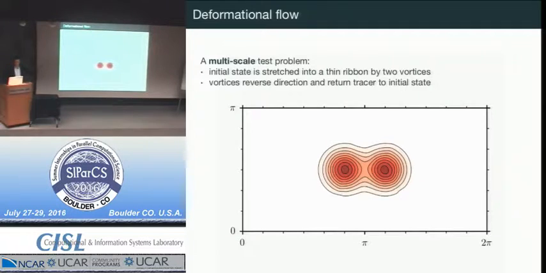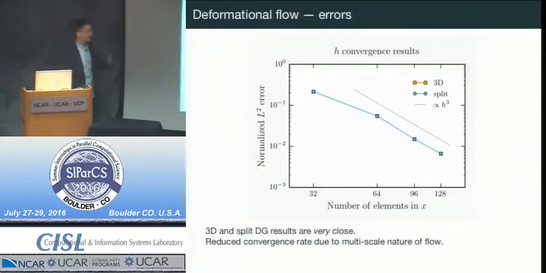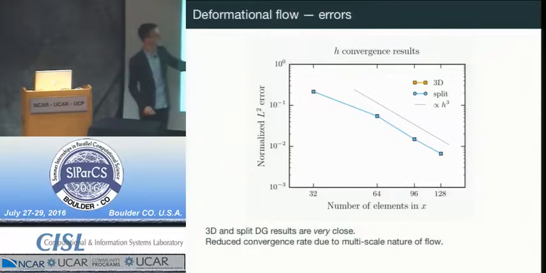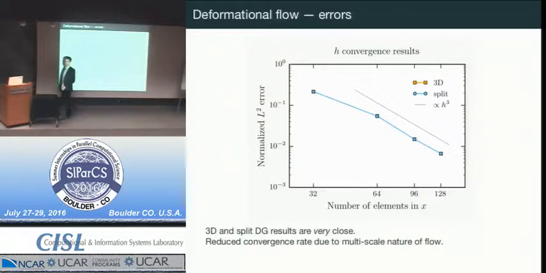By comparing the final and the initial state, we can get a measure of the error. I plot here, again, h-convergence. So I'm increasing the number of elements, and the error goes down. Note that the convergence rate is now third order instead of fourth order. This is because of the multi-scale nature. It is no longer possible to get everything back out. I am plotting the 3D and the split here. They are exactly on top of each other, at least at the level of this graph. They do differ at several decimal places in, but the actual error from the problem dominates the error between the two methods.